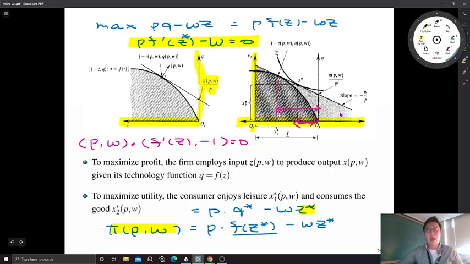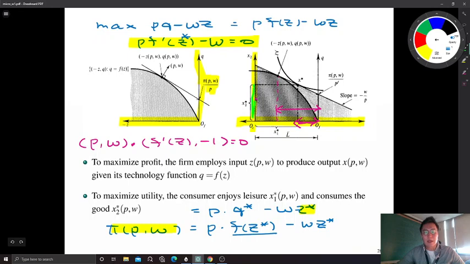And in the consumption market, the consumer is willing to demand this amount of good. But the firm produces this amount.